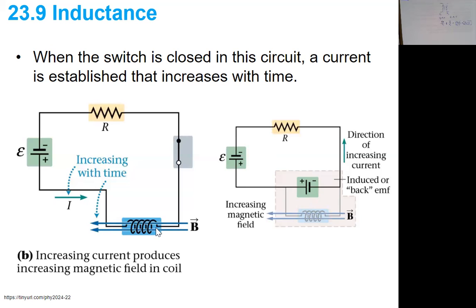So there's a response of this element to the signal applied to it, just like for a resistor, where there's a response if you apply voltage across it. We call this an inductor.